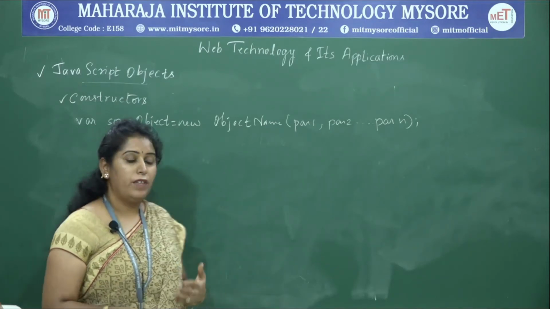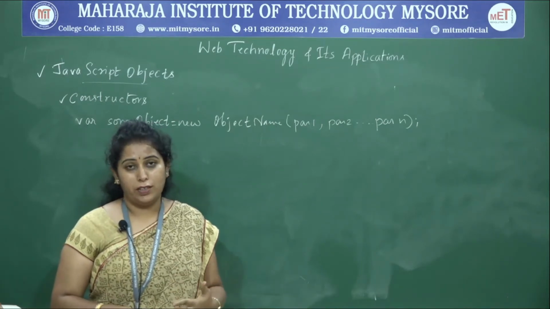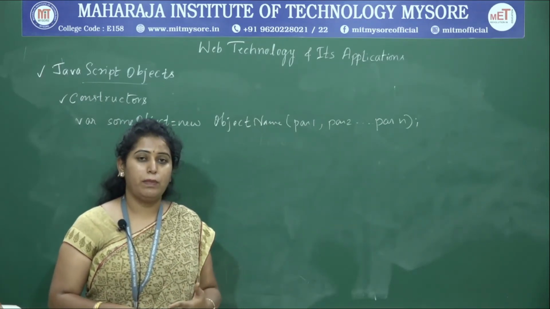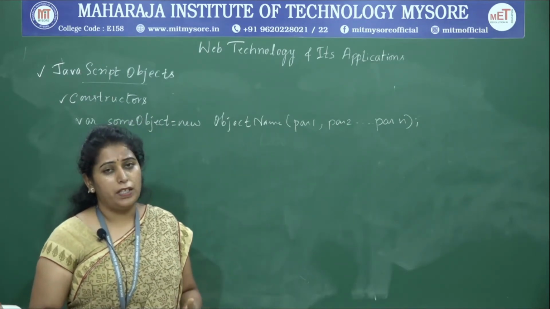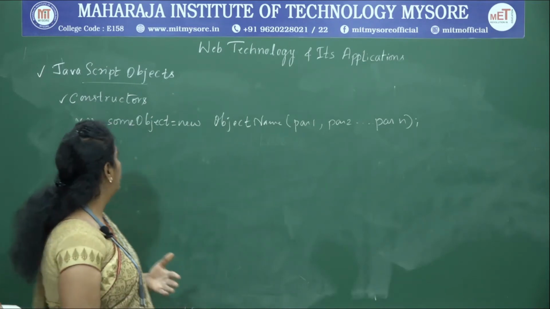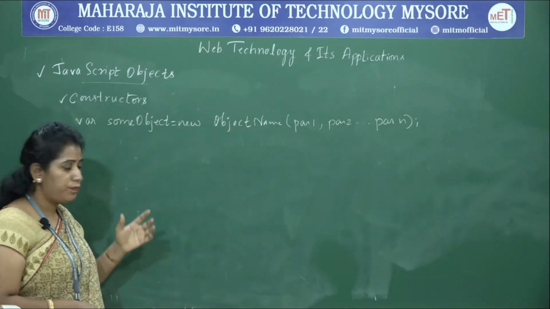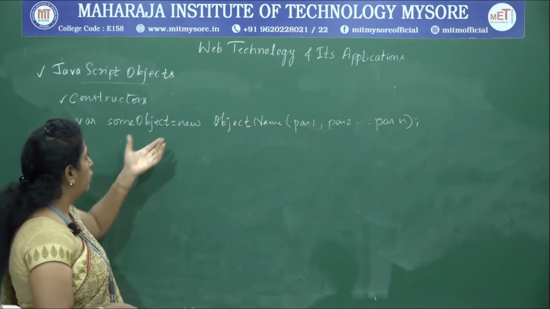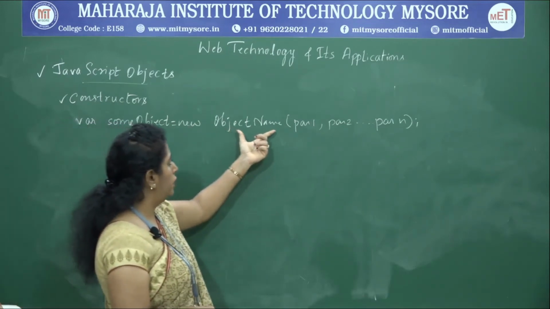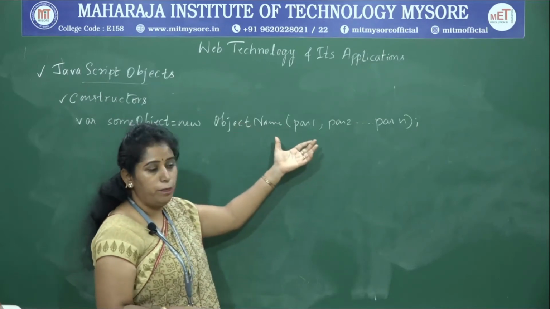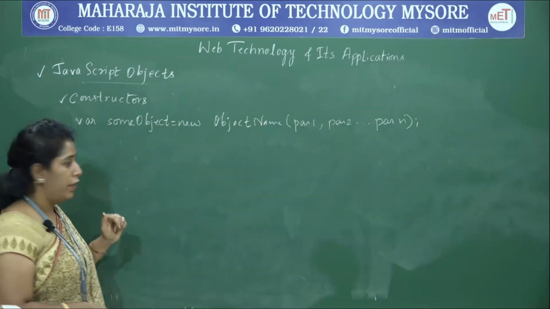So we have to highlight that JavaScript's objects are supported with constructors, then properties, then methods. So we will start with constructors. How are constructors going to work? We create them using the new keyword. Here we need to specify an object name and a number of parameters. Any number of parameters, it depends upon the program requirement.